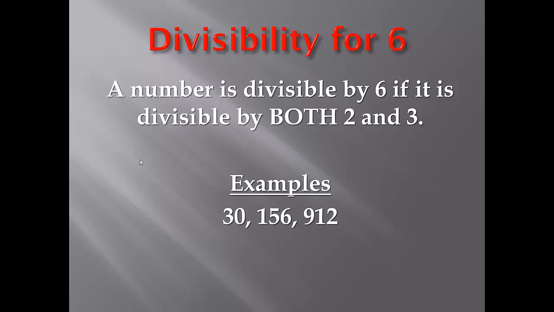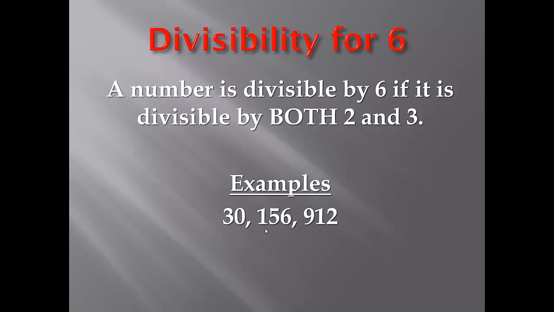So our examples would be, the first one is 30. We'll check our rule for 2. 2 is that it is an even number, or it ends in a 0, 2, 4, 6, or 8. 30 ends in a 0, therefore 2 works. Our rule for 3 is that we add up the digits. So 3 plus 0 is 3, and 3 can be divided by 3. So that's why 30 can also be divided by 6.